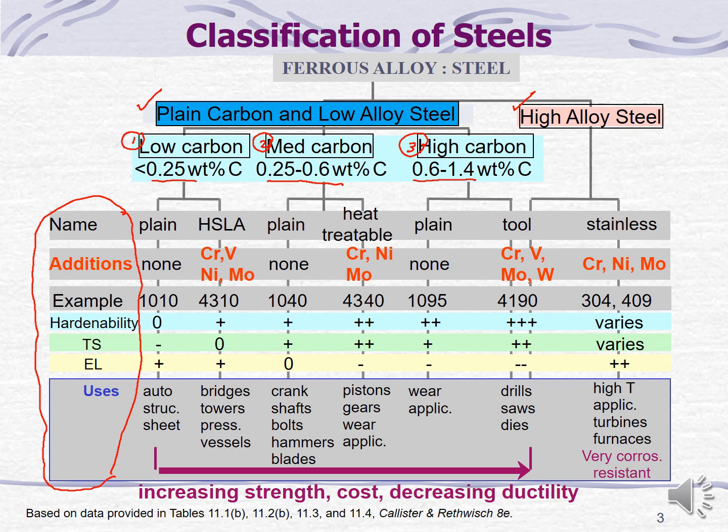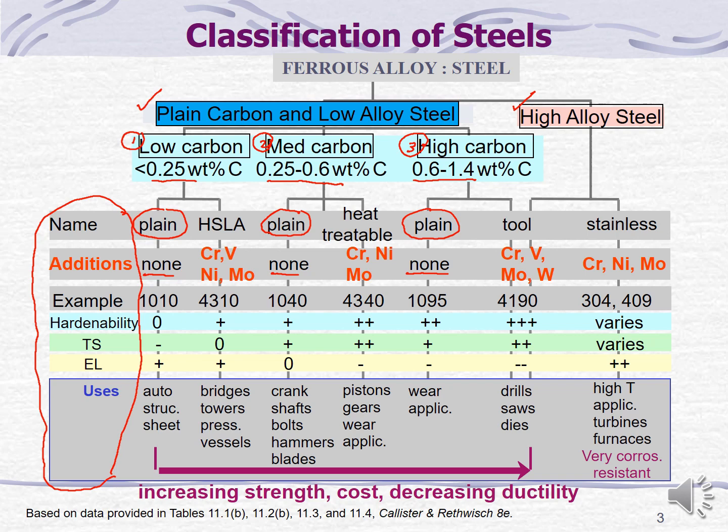Okay, the first comparison here, we can see in terms of the name. We can see for each of the group, it has the plain carbon steel, meaning that the steel does not have any alloy element except the carbon and also a small percentage of the manganese. Okay, addition. Addition meaning that, is there any addition of alloy element? For the plain, there is no addition.